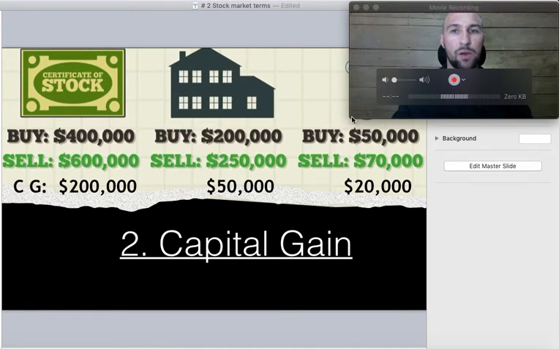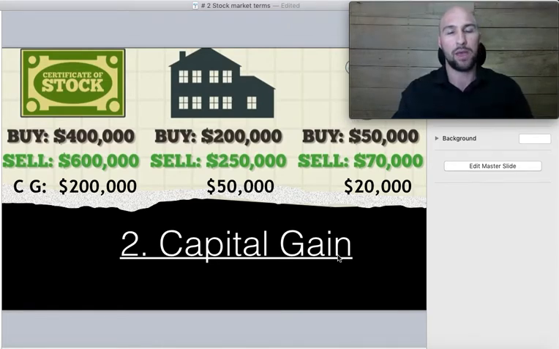The next one we'll cover is capital gain. If you've ever heard about capital gain, that means the amount that you get after you sell the share or sell that investment. So if you have a house, you bought it for 200,000, you sell it for 250,000, you will have 50,000 capital gains. So it's very easy to understand. You can get that from all types of investment.